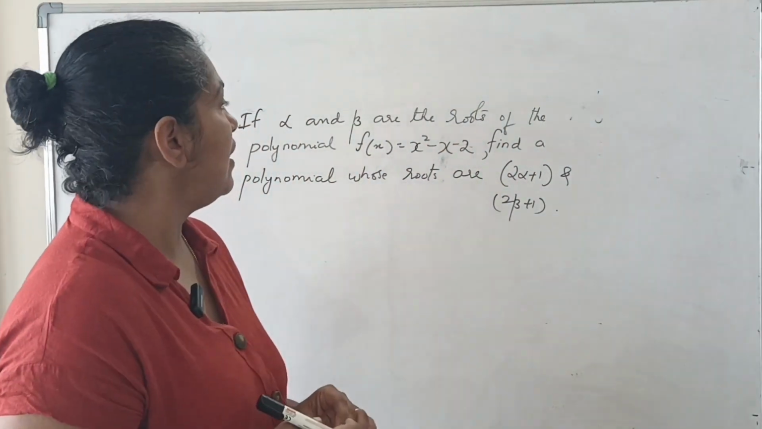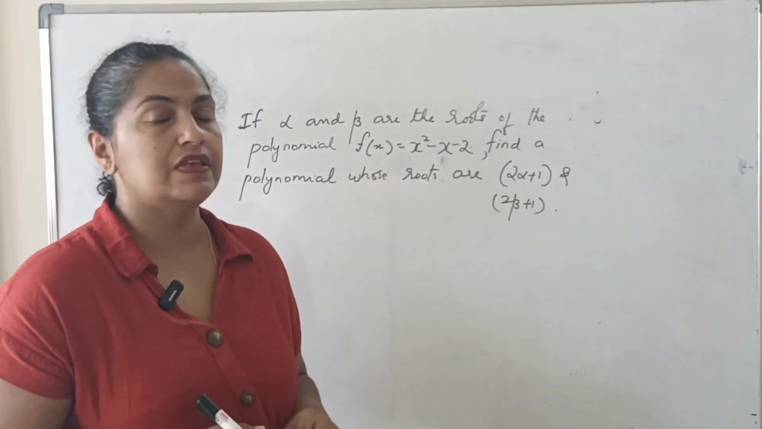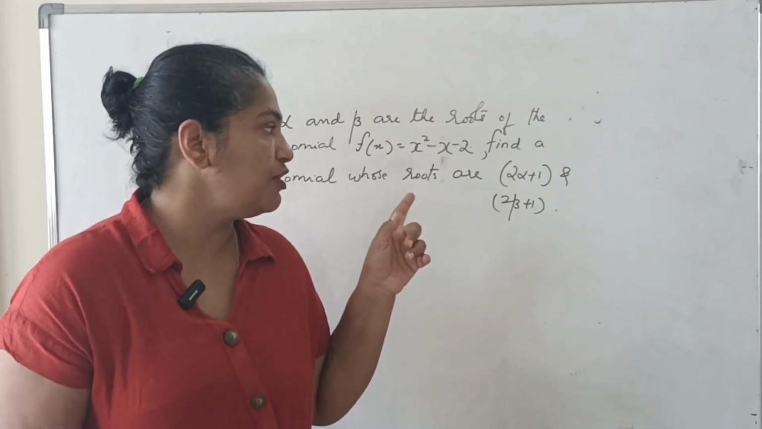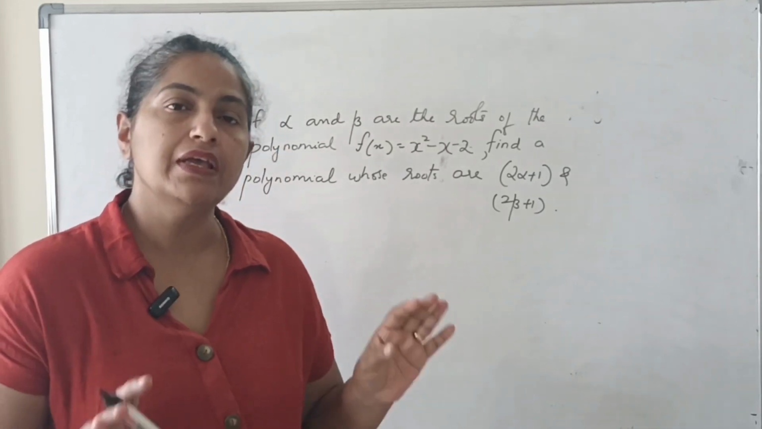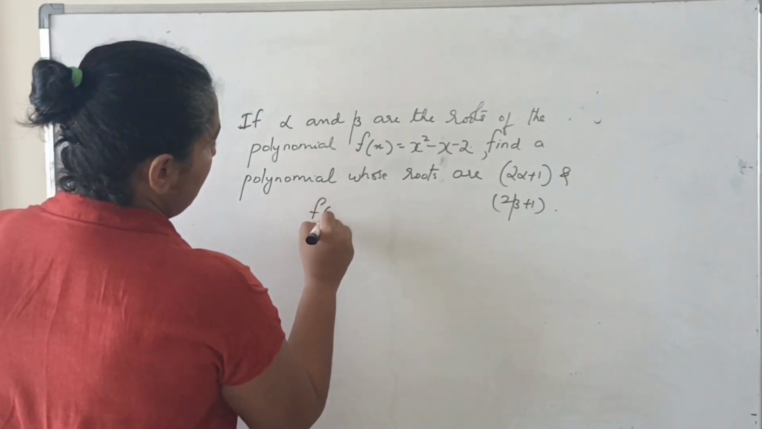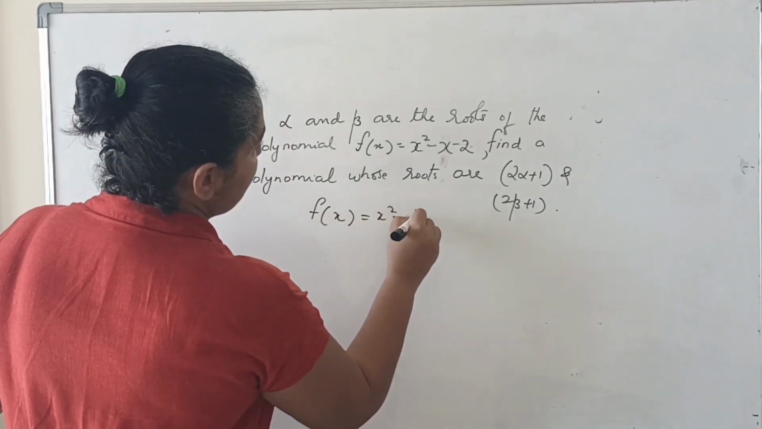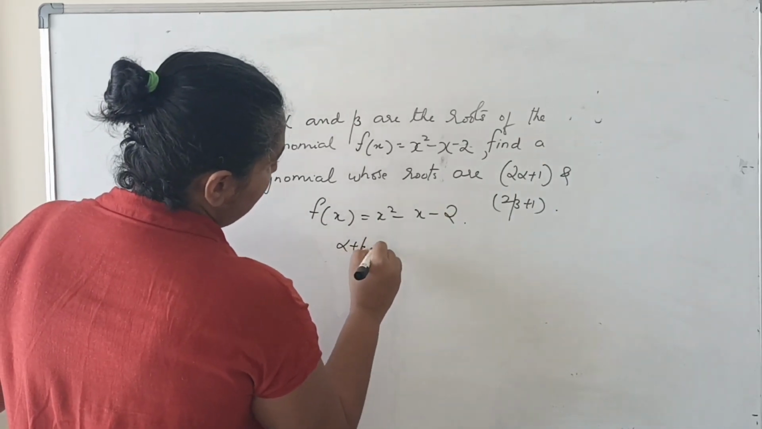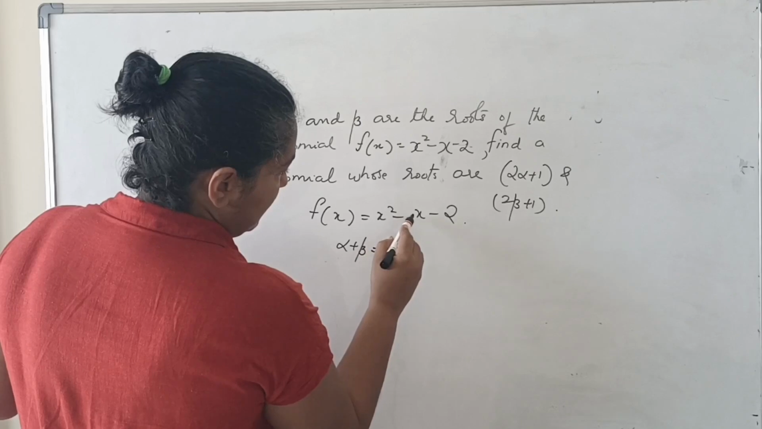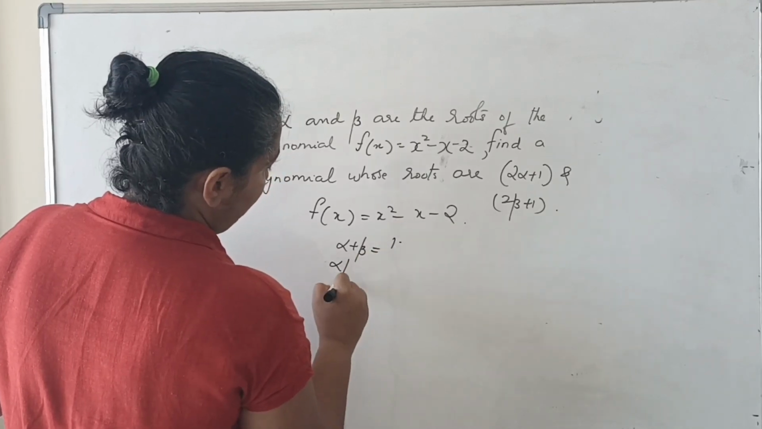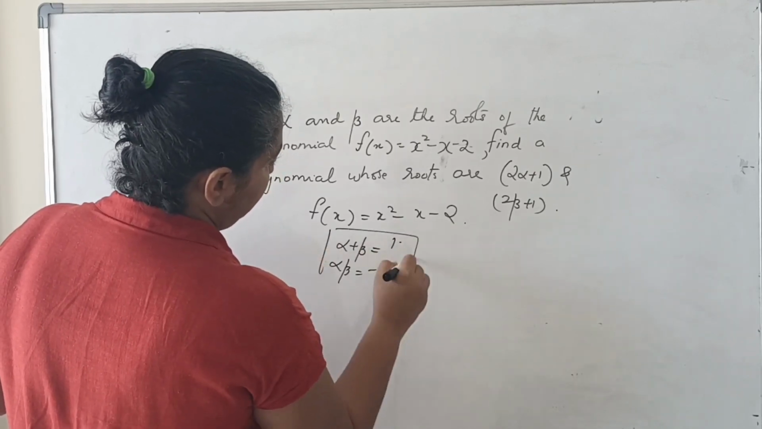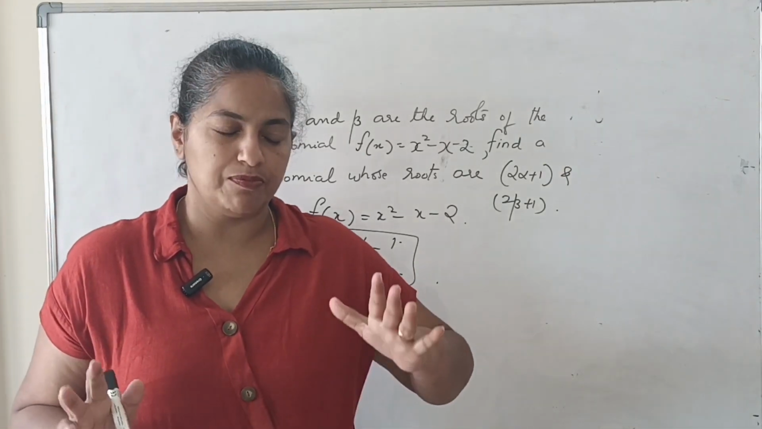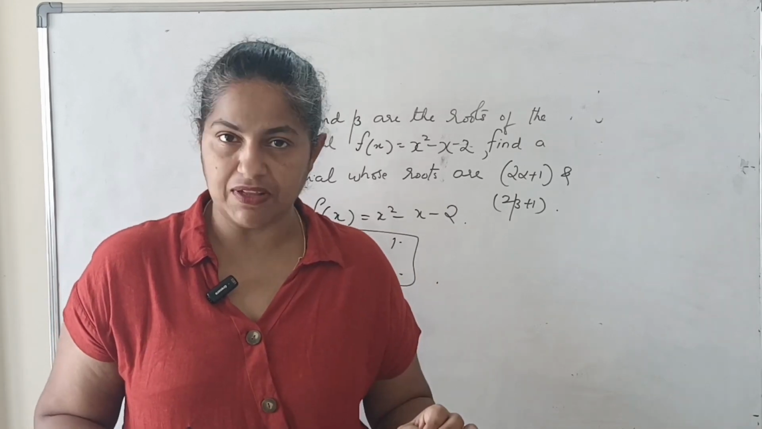If alpha and beta are the roots of the polynomial f of x is equal to x square minus x minus 2, find a polynomial whose roots are 2 alpha plus 1 and 2 beta plus 1. Okay, so we have a polynomial f of x is equal to x square minus x minus 2 and alpha and beta are the roots, means what is alpha plus beta? Alpha plus beta is minus b by a, minus of minus 1 by 1 which is 1, and alpha beta is minus 2. We need to find the polynomial whose roots are 2 alpha plus 1 and 2 beta plus 1. Okay.